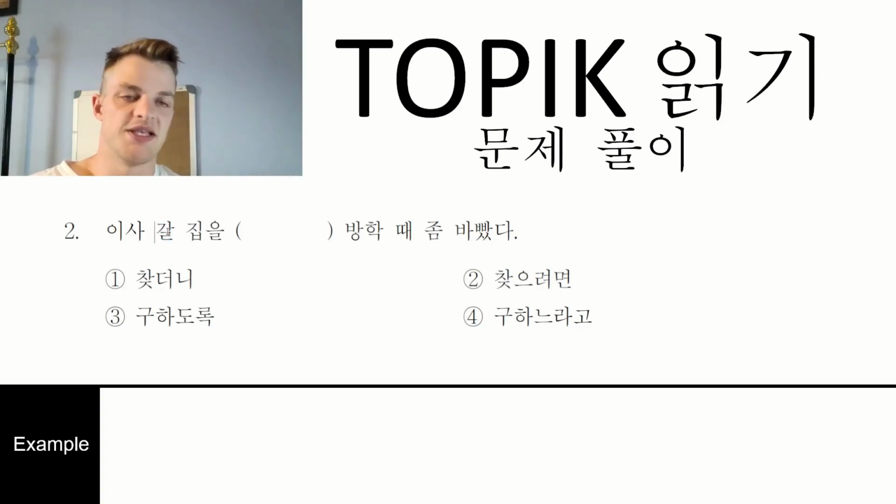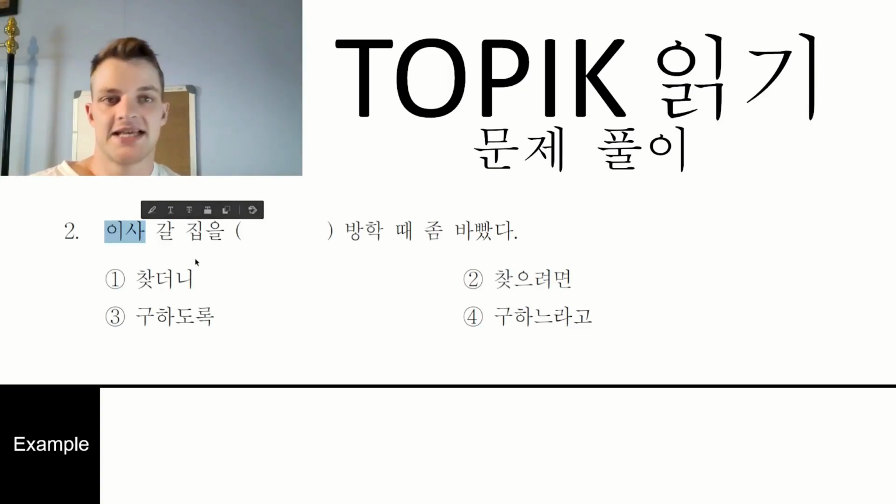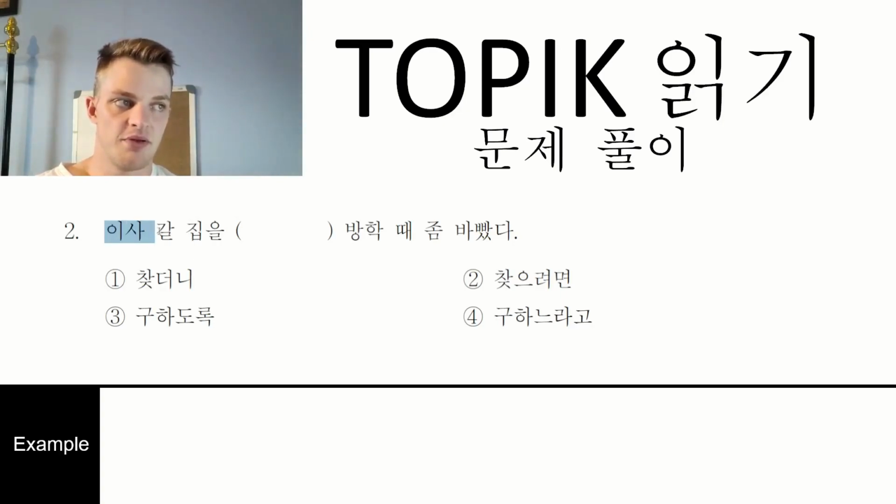So 갈 집 is a house where we will go, but it's not just 갈, it's 이사 갈. So 이사 가다 means to move house or to move. So 이사 갈 집, this whole little bit here will mean a house where I will move to, or a house where we will move to. Again, there's no subject, so from context we have to maybe assume that it's just the first person. So a house where I will go to. That's this whole section here.